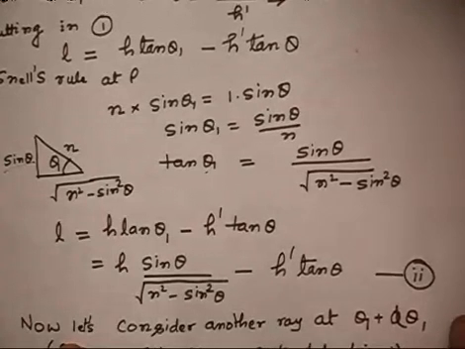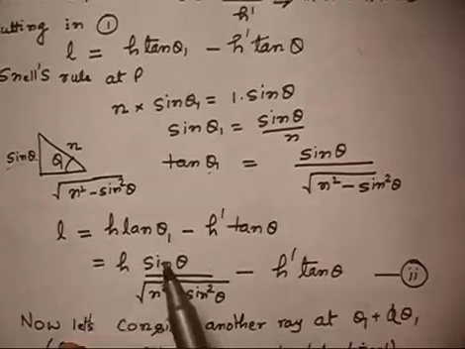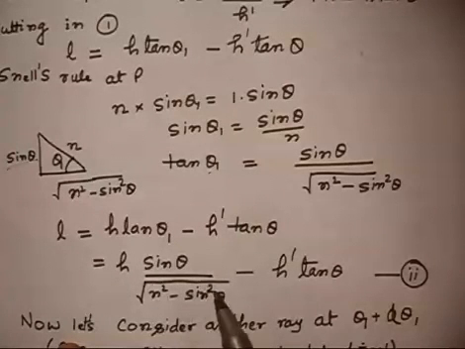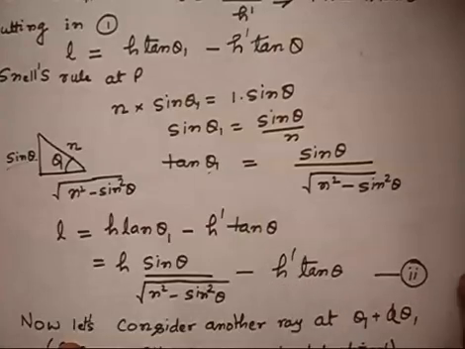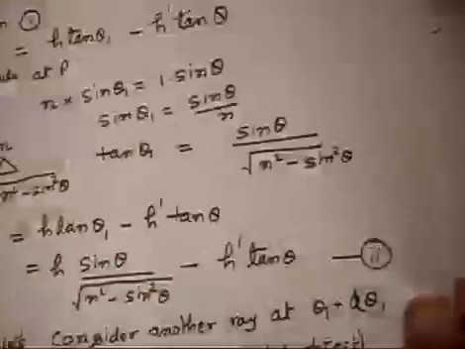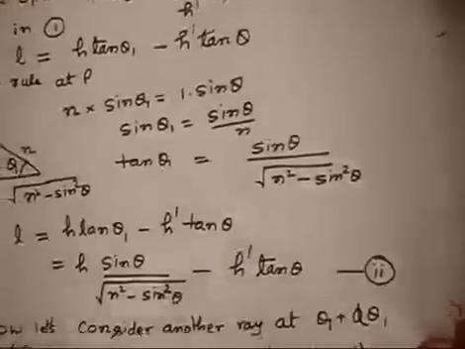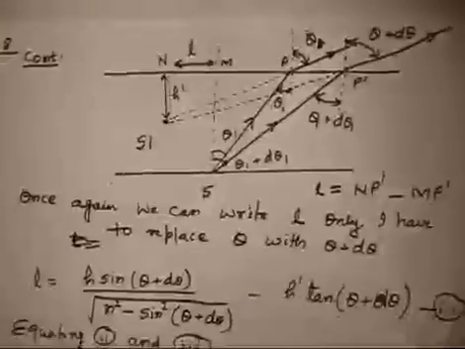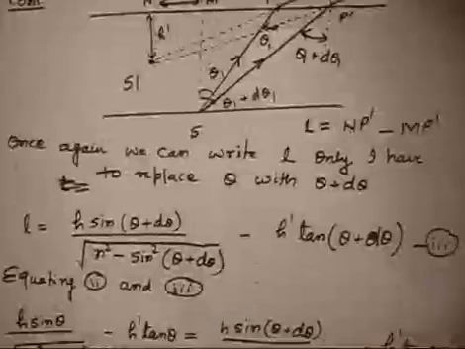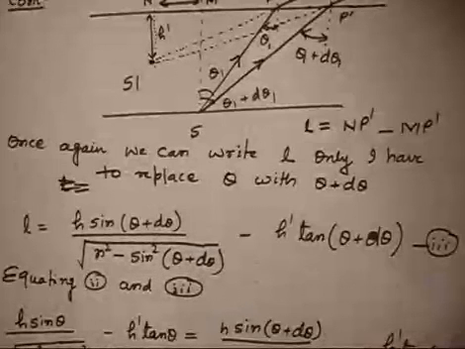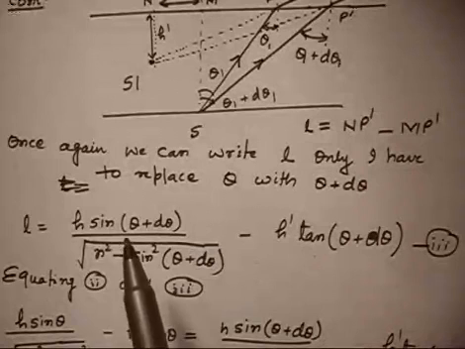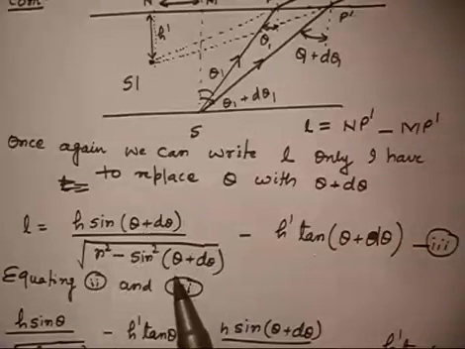So if I replace this by theta plus d theta, I will have L equals h sin(theta plus d theta) divided by the square root of n square minus sin square(theta plus d theta), minus h dash tan(theta plus d theta). This is the total function; if I replace theta by theta plus d theta, I will get the lateral shift again. So let us plug in this theta plus d theta value, and the lateral shift becomes something like this.